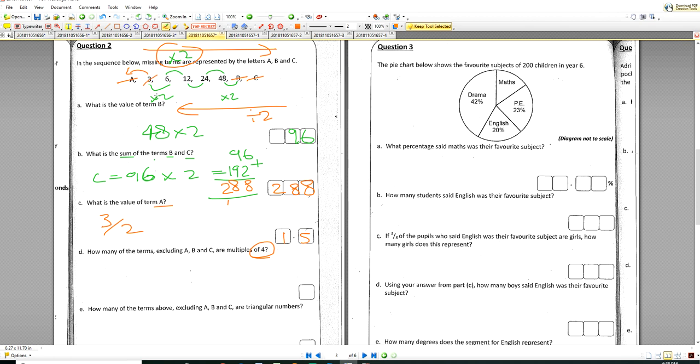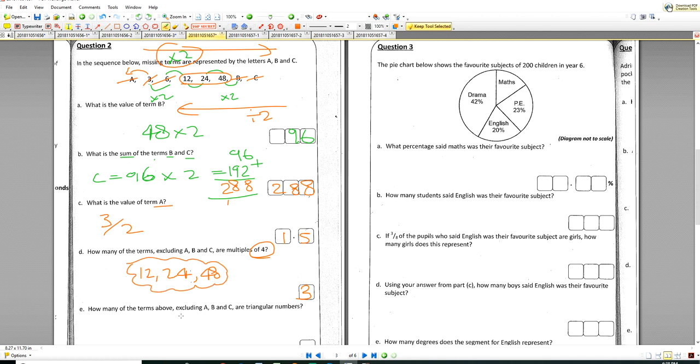Well, 3 is not in the 4 times table. 6 is not in the 4 times table. But all of the rest are in the 4 times table. So that gives us 3 values. So we put down 3. And the numbers are 12, 24, and 48. So them are the 3 that we chose. So all we need to write down is 3.